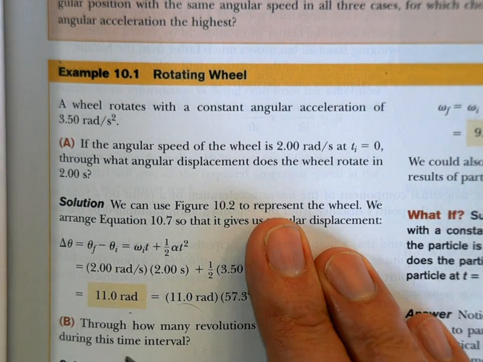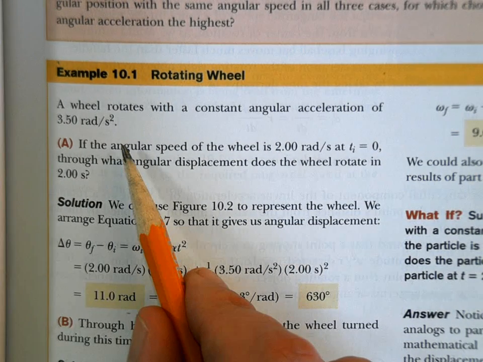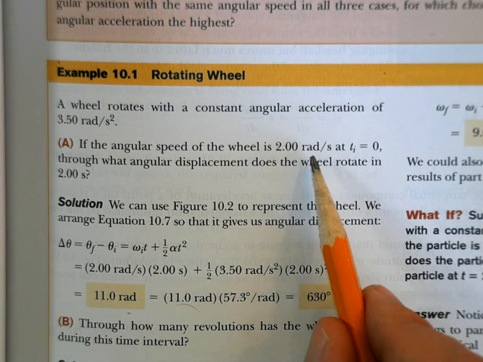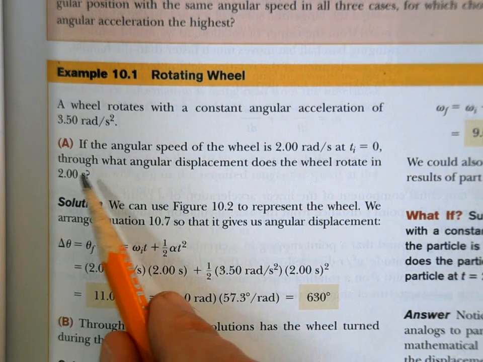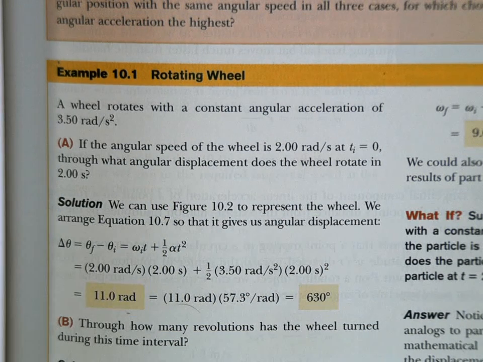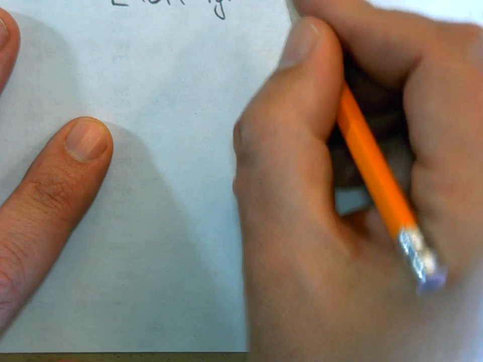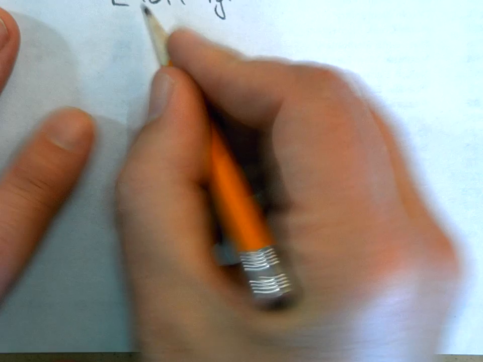So if we take a look at example 10.1 in your book, on page 297, it says a wheel rotates with a constant angular acceleration of 3.5 radians per second squared. If the angular speed of the wheel is 2 radians per second at t equals 0, through what angular displacement does the wheel rotate in 2 seconds? So these are exactly like the kinematic problems that we worked earlier in the year. Here's what's given.